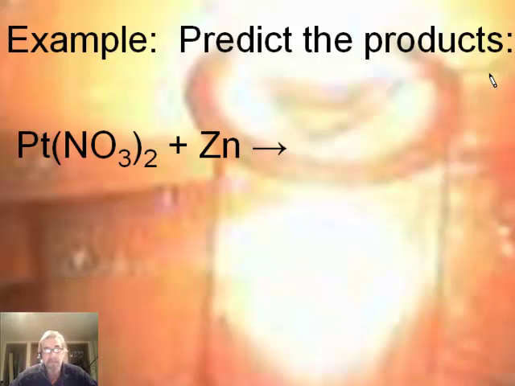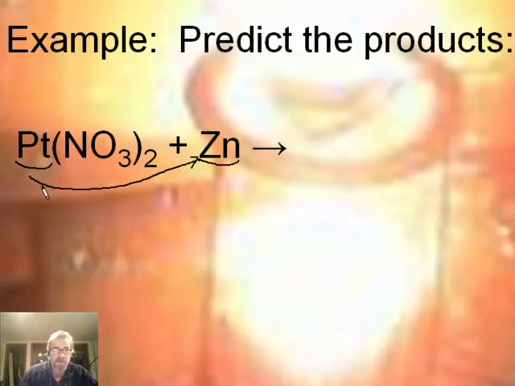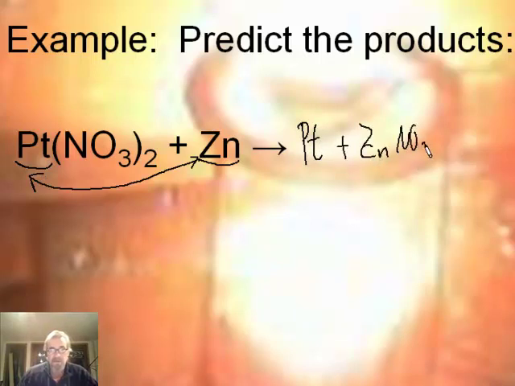Well, this is a metal replaced metal example. Zinc is a metal, so I look in the compound and I find the other metal, which is platinum. So zinc and platinum are going to switch places with each other. That means platinum will be by itself, and zinc will be combined with nitrate. Zinc makes a 2+ ion, so the formula is Zn(NO3)2.